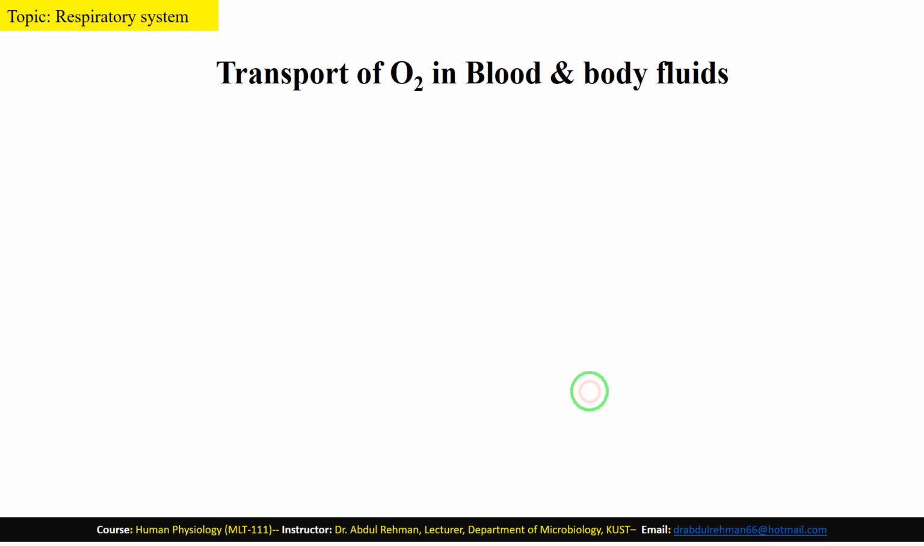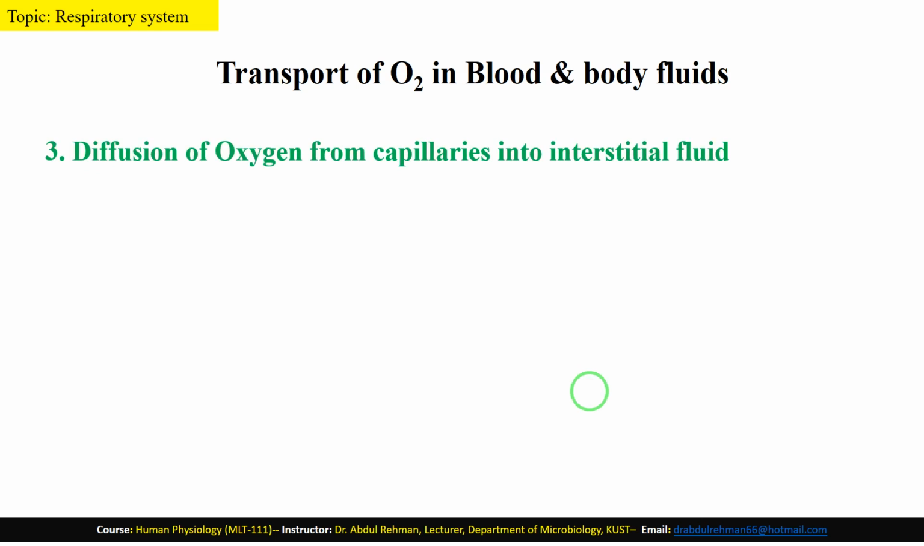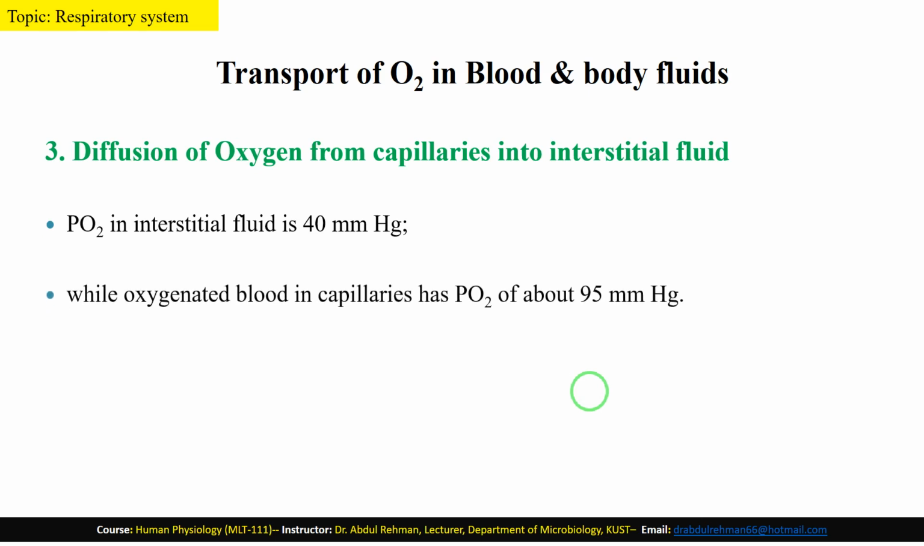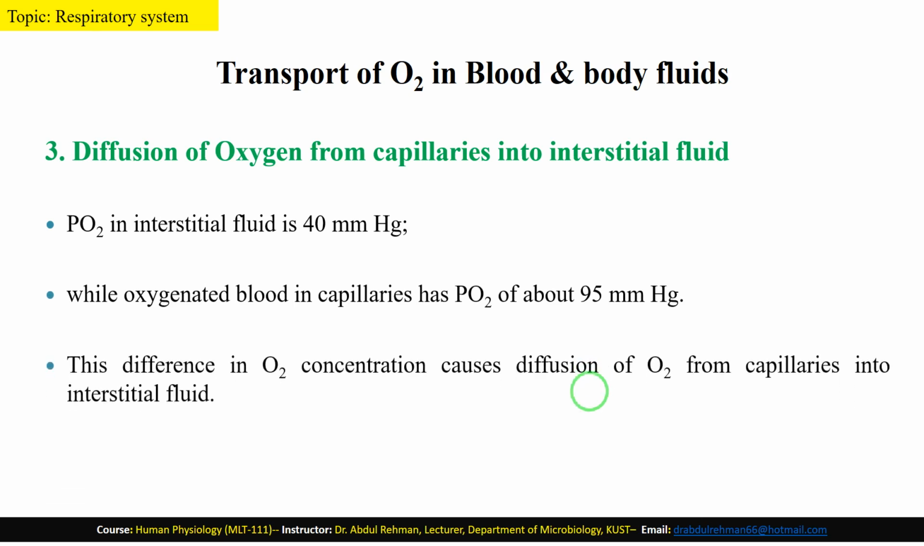After this, oxygen diffuses from blood capillaries into the interstitial fluid on the basis of differences in their partial pressure. That is, the partial pressure of oxygen in interstitial fluid is 40 mm Hg, while the partial pressure of oxygen in blood capillary is 95 mm Hg. So the pressure difference allows the diffusion of oxygen from blood capillaries into the interstitial fluid.